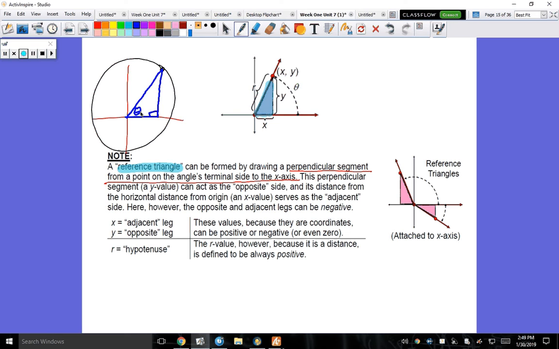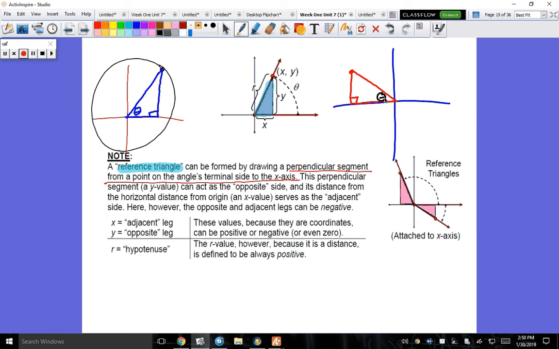All right, so let me ask you this. If I built this reference triangle here, what's wrong about it? It's attached to the y-axis, and that's not a reference triangle. I would look at a reference triangle like this. Straight to the center, go to the x-axis, there's a reference triangle. Okay? Now you tell me, what would this angle be by guesstimation?